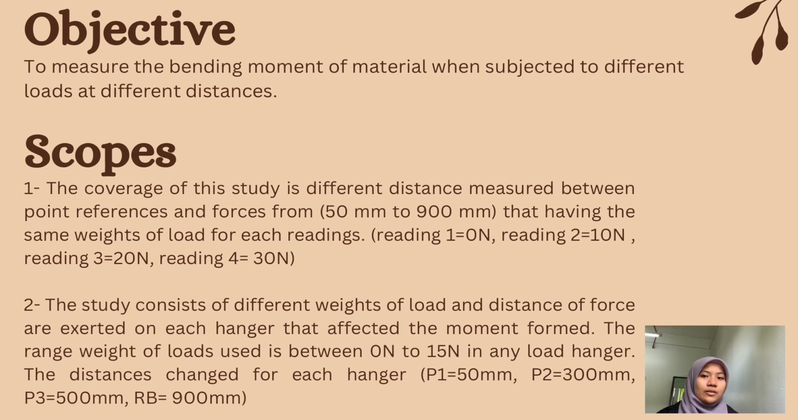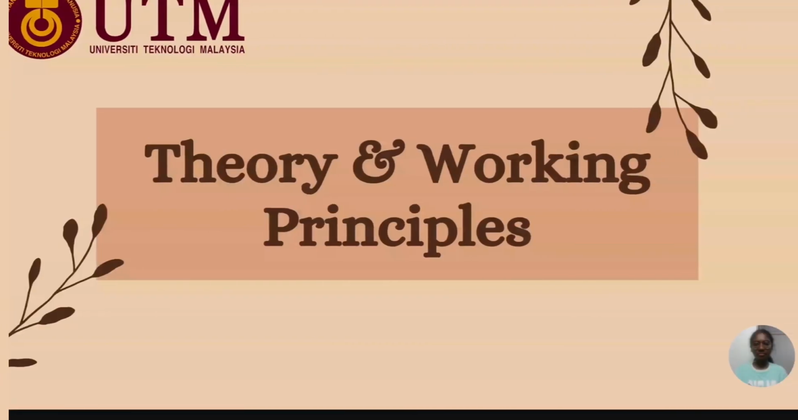Next, the study consists of different weights of load and distances of force exerted on each hanger that affect the moment formed. The range of weights of load used is between 0 Newton and 15 Newton on any load hanger. The distance change will be set up for P1 equals 50 mm, P2 equals 300 mm, P3 equals 500 mm, and RB equals 900 mm.